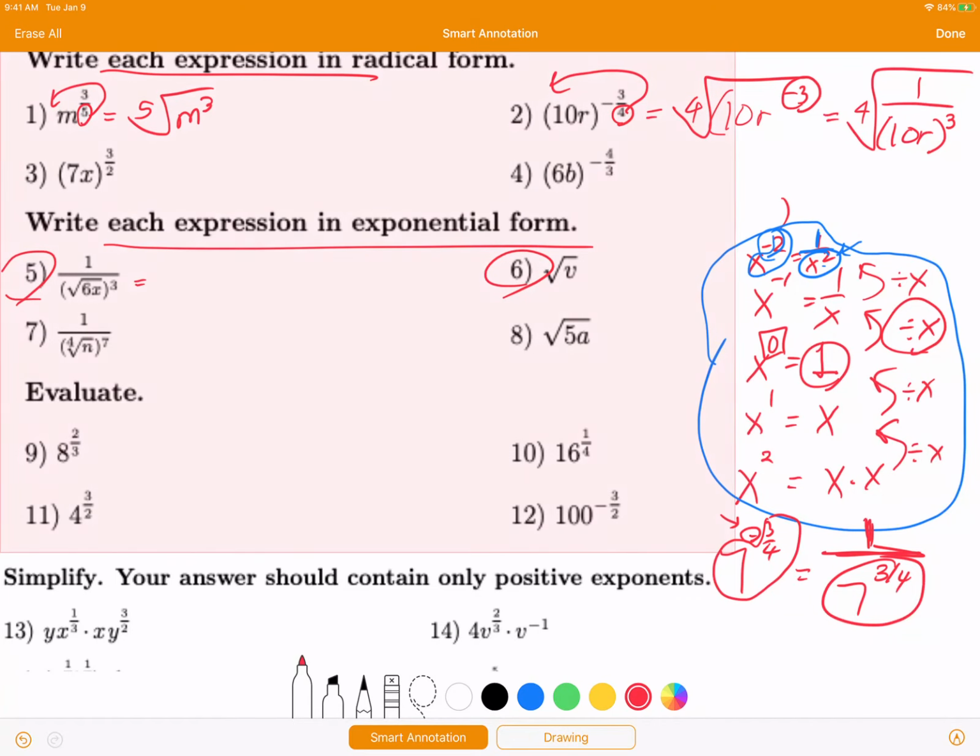5 would be, well, take a look at this. It's 1 over that, right? So that is taken care of by putting a negative sign in the exponent, and the exponent turns out to be a 3. And then the parentheses is square root of a 6x.